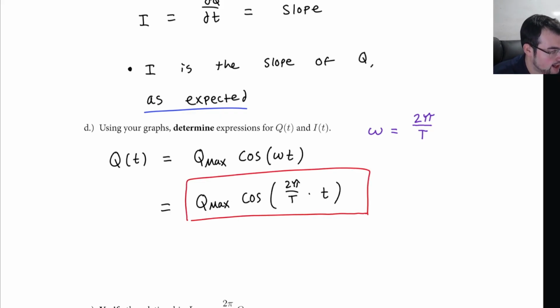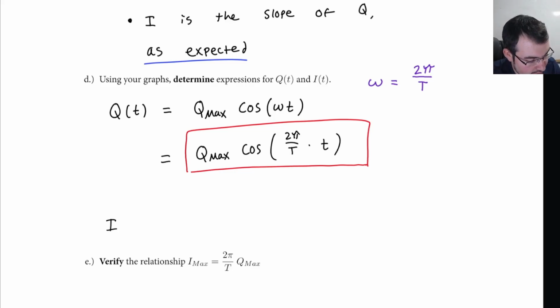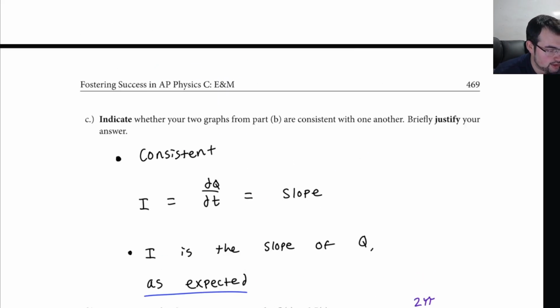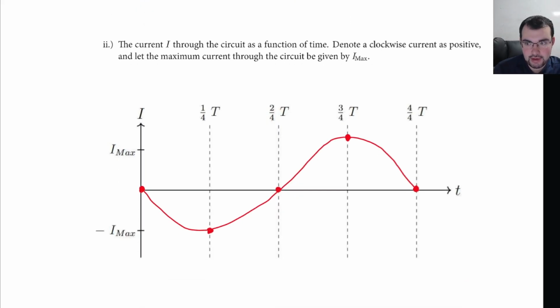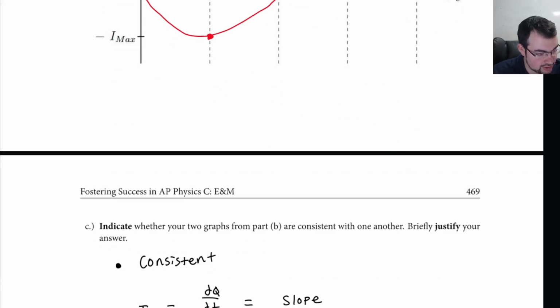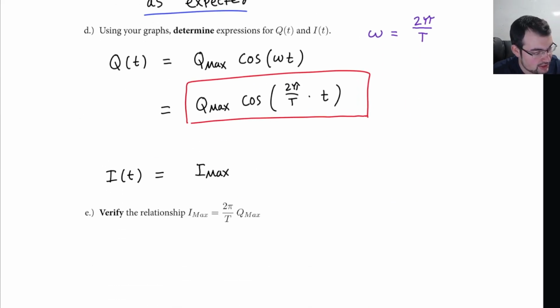All right, what about I of t? Well, we can also figure out I of t pretty easily. We know its maximum current was I max, and if we look at this graph, it's actually 0 at 0. So that's not cosine, that's sine. And we also see that this graph actually begins going down, and that's not what sine of x does, that's what negative sine of x does. So this is negative I max times sine, and the period is, of course, the same. So these are our two expressions we have.